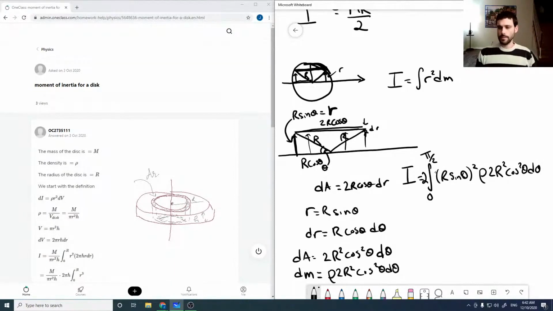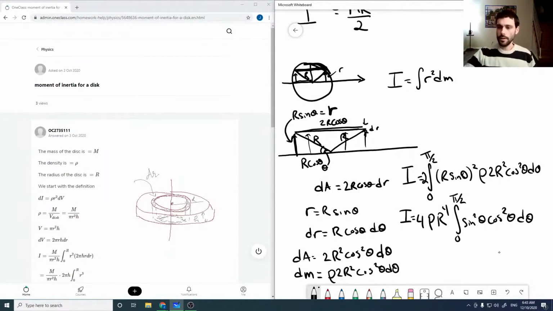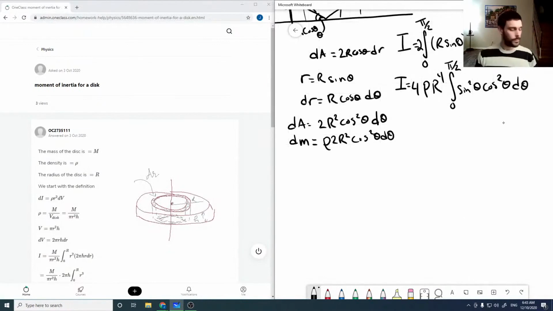Okay, so now collecting some of these constants out front. So I've got a rho r squared and another r squared. These are all the full radius of the circle, so that would be 4 rho r to the 4th integral 0 to pi over 2 sine squared theta cos squared theta d theta. Okay, so now for this integral, I had to look it up. So then our moment of inertia is 4 rho r to the 4th.